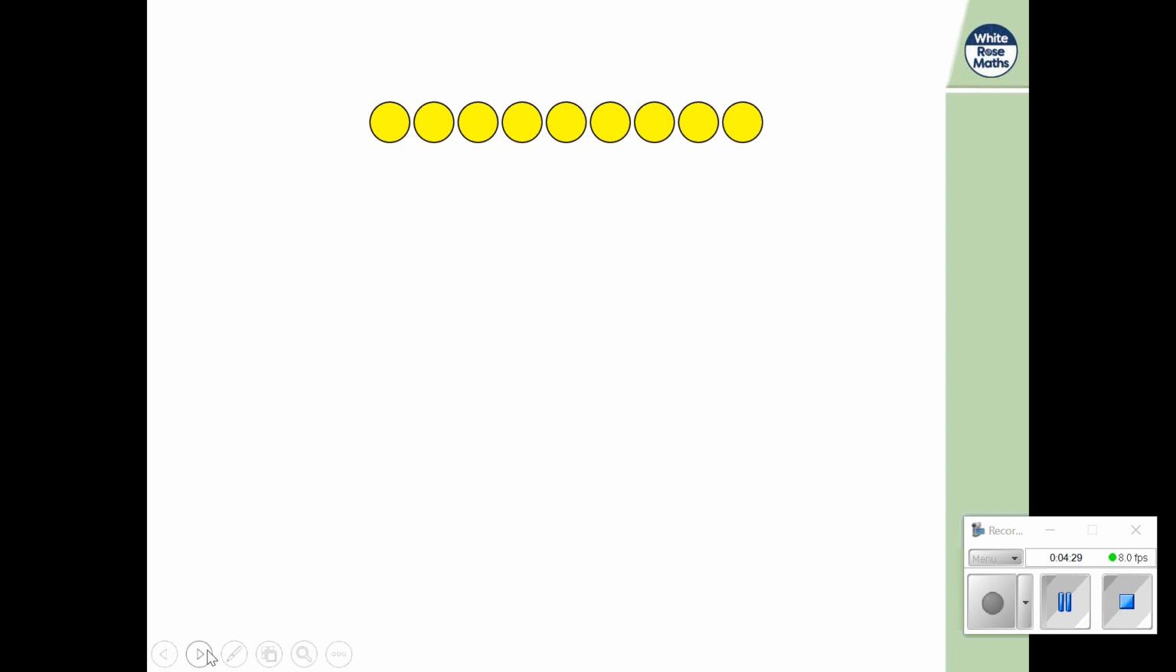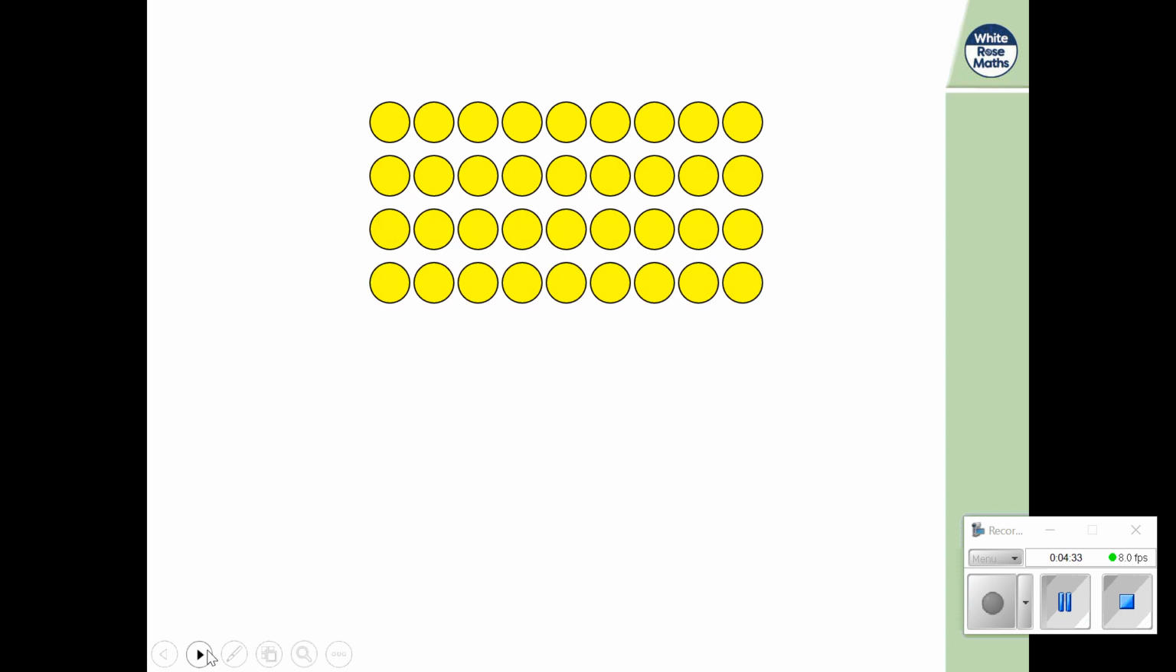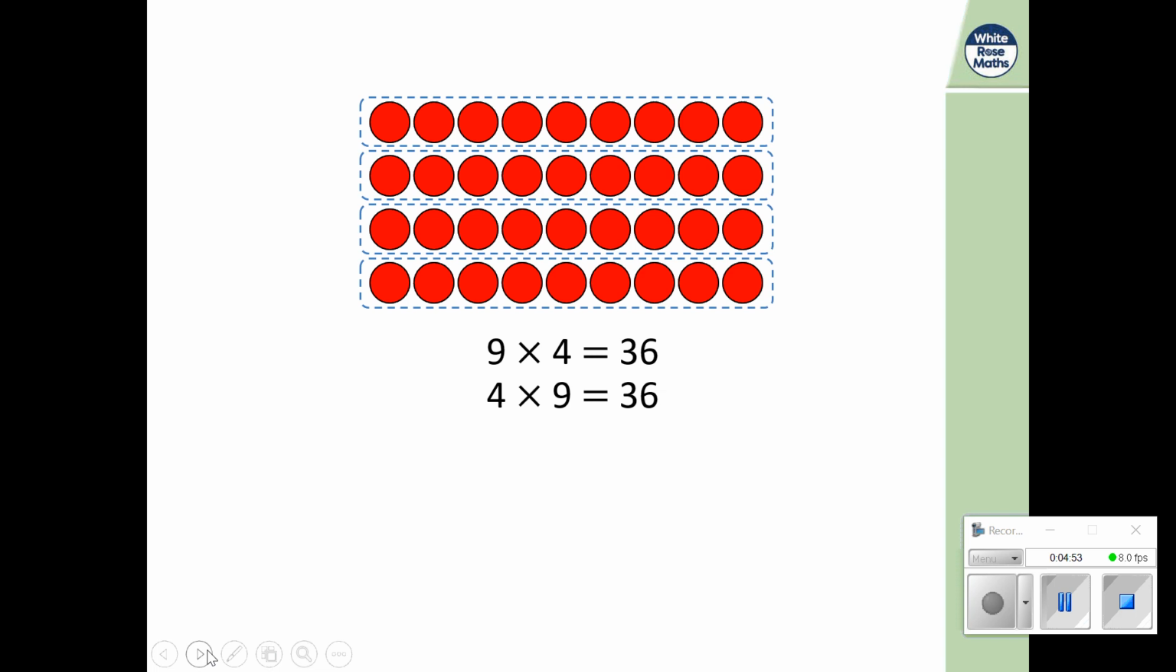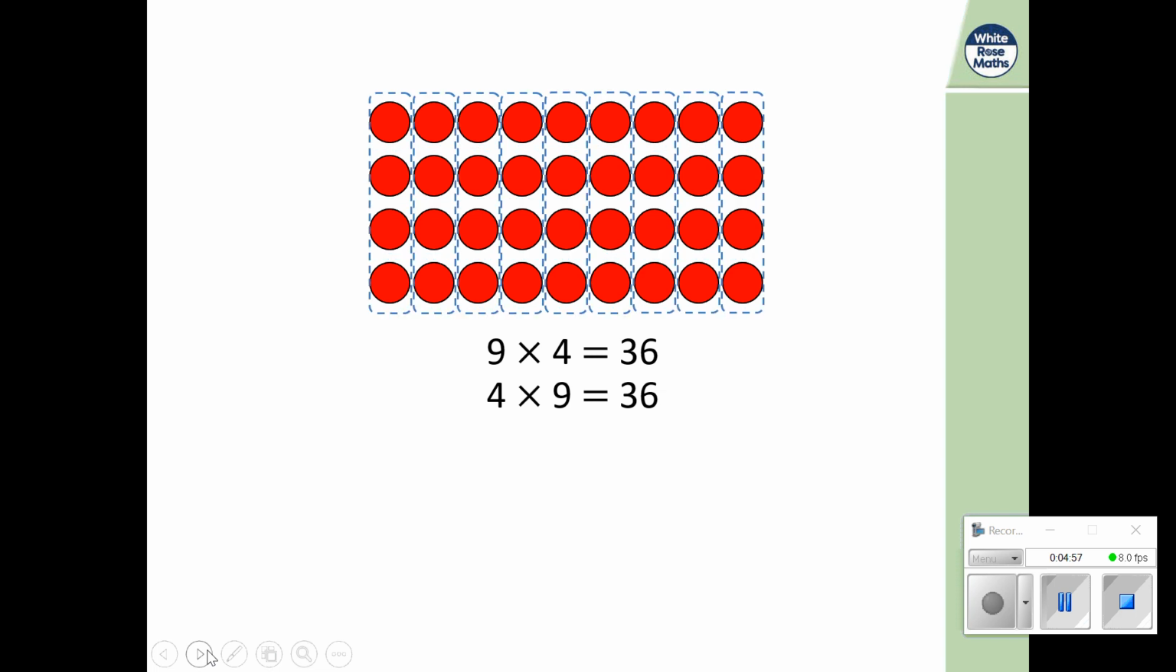Okay, so here we've got an array. Let's have a look at it. There you go. We had 4 rows, and each row contains 9 counters. So 9 times 4 is 36, and 4 times 9 is 36. There you go. You can see row 1 and another 4 rows, and then you can see 9 columns.